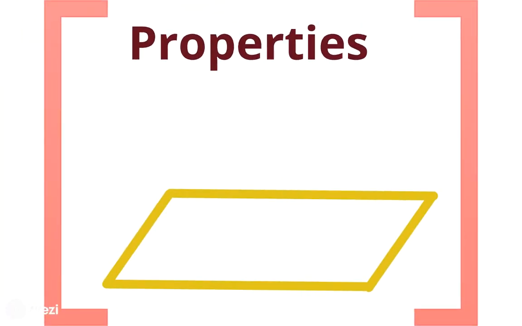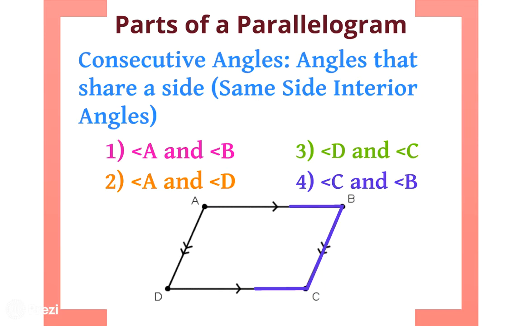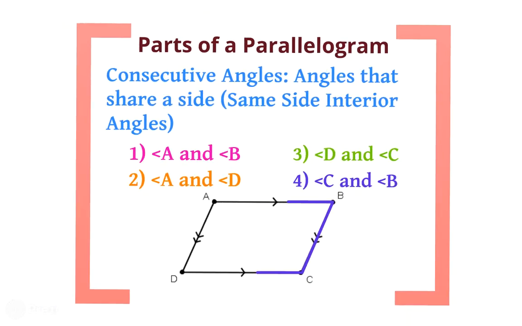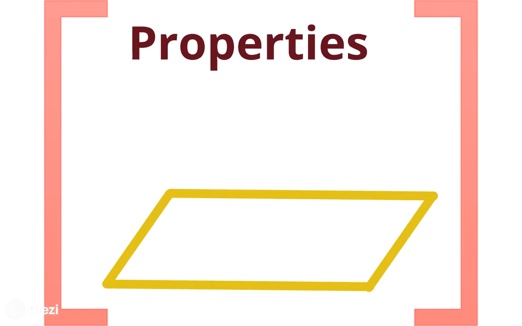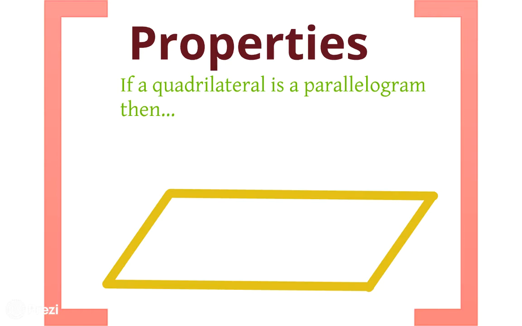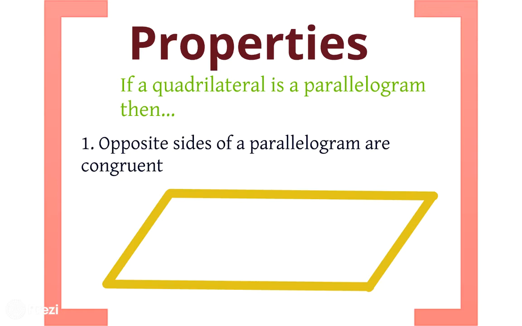Now, parallelograms have special properties. We're going to be going over the different parts of a parallelogram, and those parts will have some nifty properties, which will help us when we're solving for parallelogram values. If a quadrilateral is a parallelogram, then one of the properties is that the opposite sides of a parallelogram are congruent. Pretty cool, right? So these two are going to be congruent, and these two are going to be congruent. So opposite sides of a parallelogram are congruent.